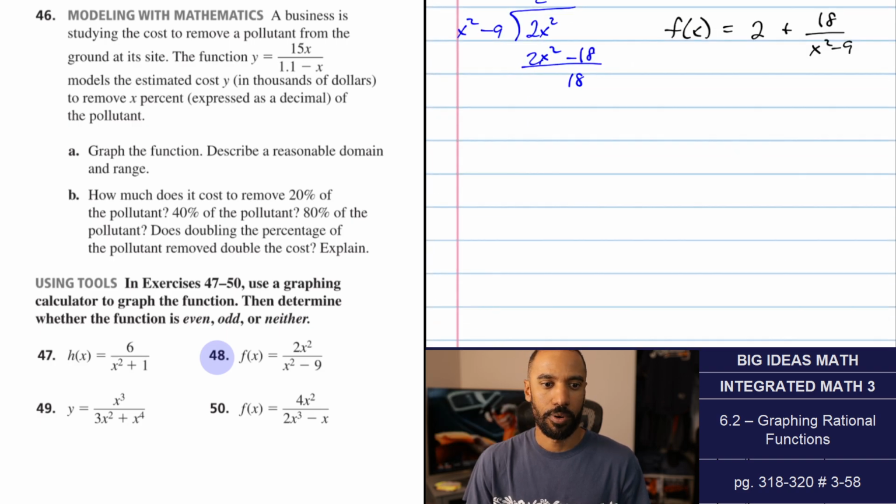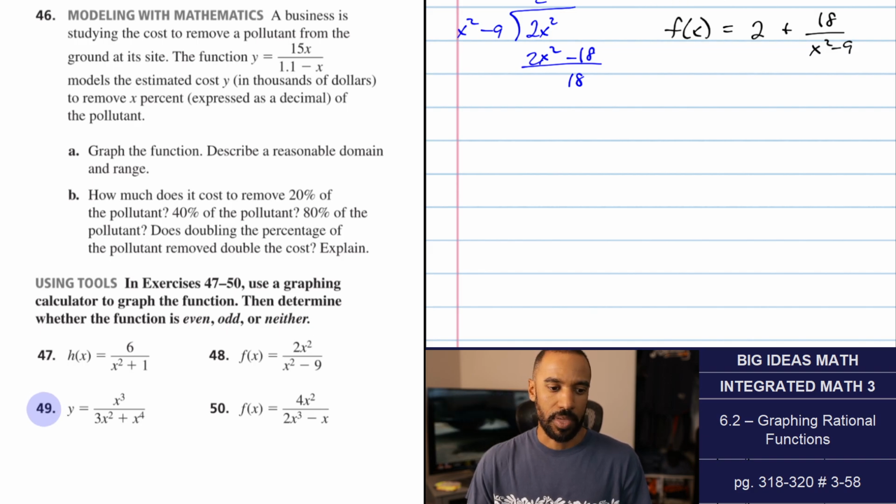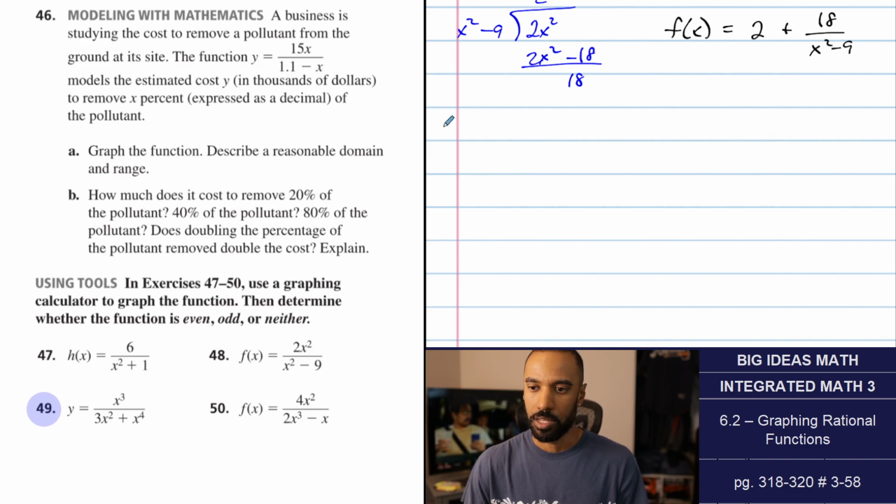Okay, number 49. Now, 49 is not written in standard form on the bottom. X to the fourth is bigger than x squared when it comes to degree. So just be careful with that. In fact, if you don't mind, I'm going to do a rewrite of this right now: x to the fourth plus 3x squared, like that.